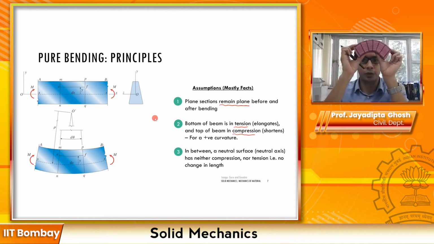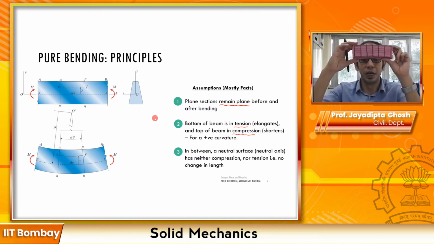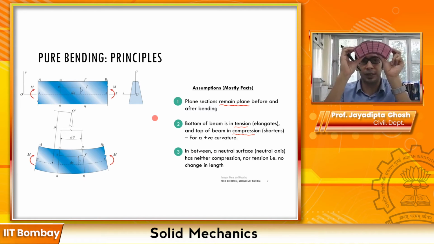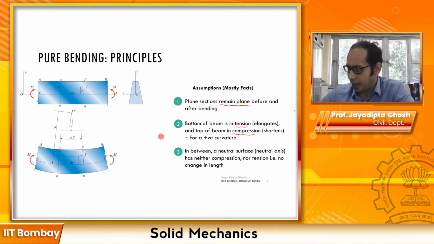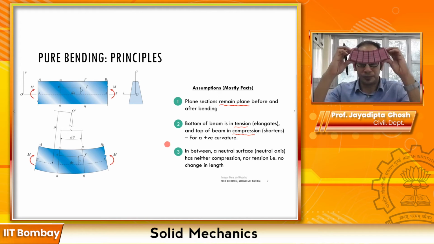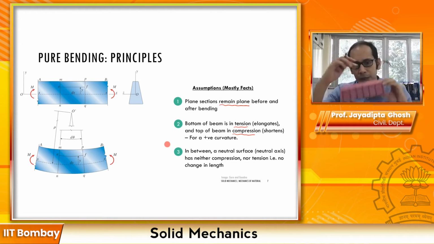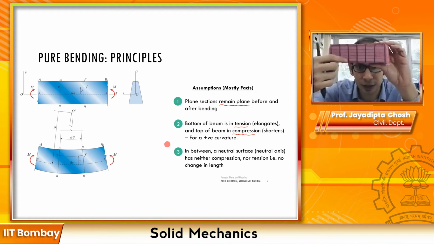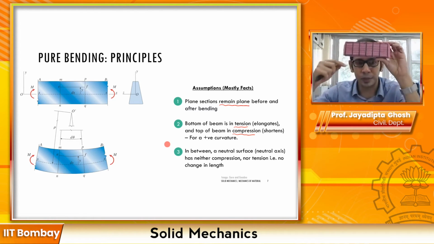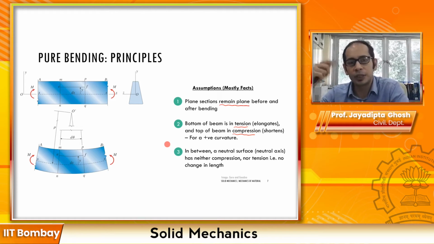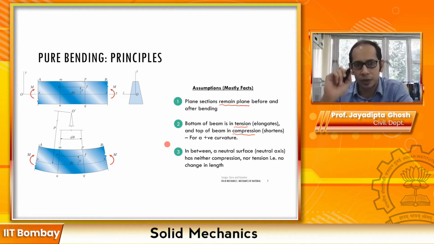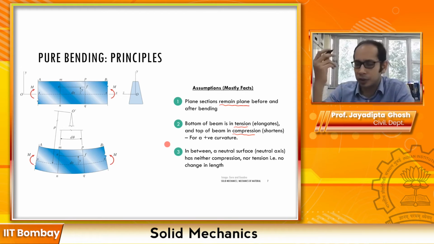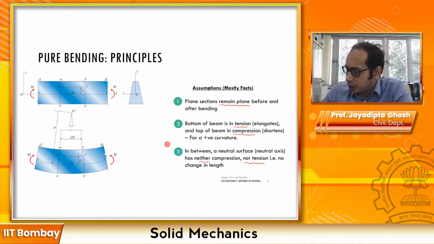If you are, of course, making a hogging moment or a negative curvature or a negative moment, then this statement will just flip, so that the top part of the beam will be in tension and the bottom part will be in compression, right? And the last assumption that you have over here is that in between the top and the bottom there must be a line. So if you look at any of these horizontal lines across the length of the beam, there must be one such line along which there is no change of length, because the top is shortening and the bottom is expanding. So in between you must have a line which does not undergo any change of length, or in other words, it has no tension, neither compression, right?